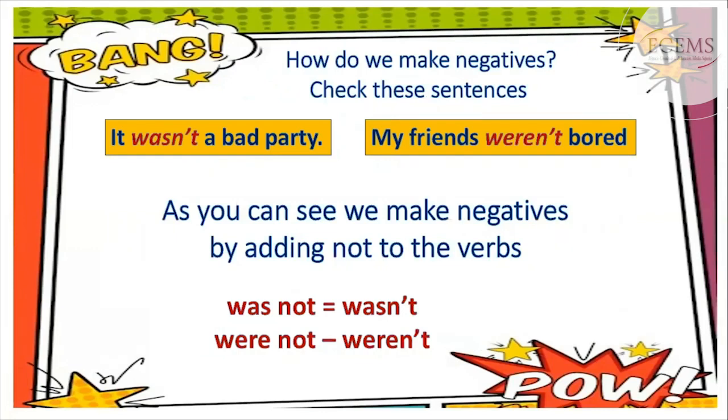How do we make negatives? Check these sentences. It wasn't a bad party. My friends weren't bored. As you can see, we make negatives by adding not to the conjugations. Was not equals wasn't. Were not equals weren't.